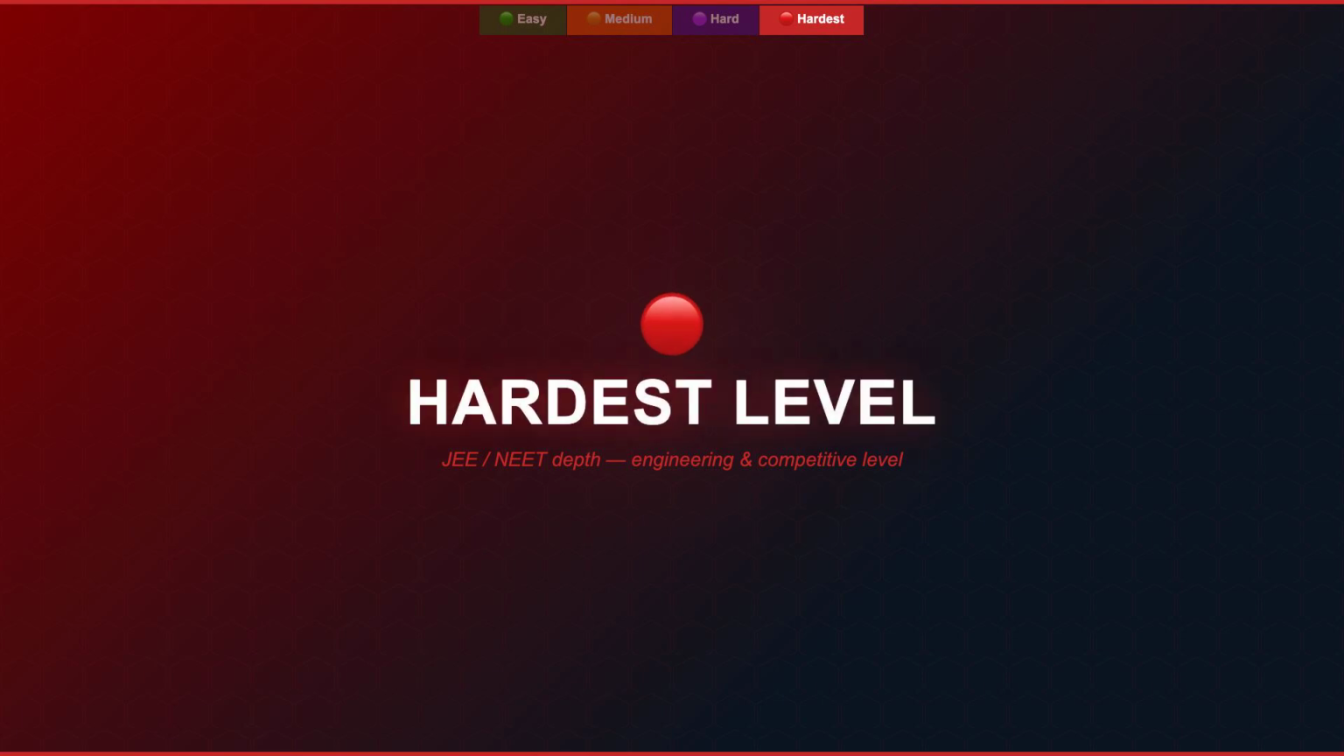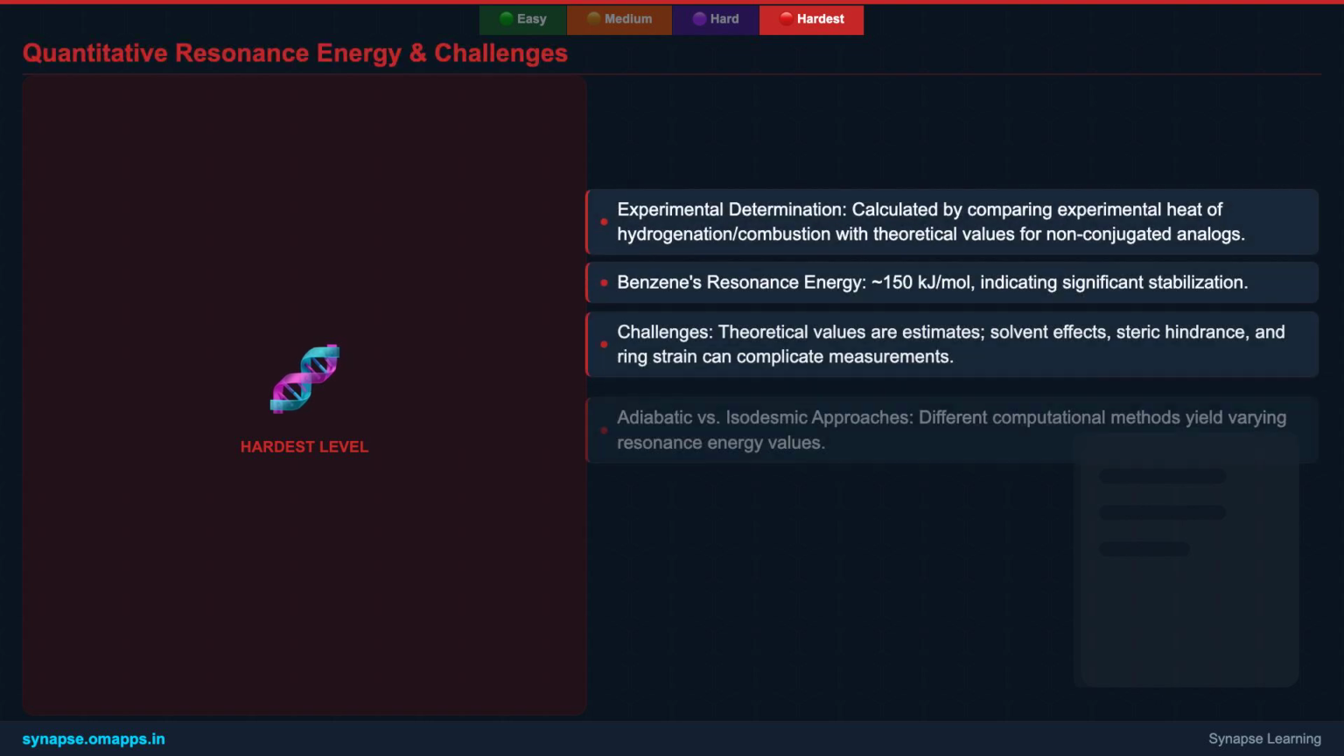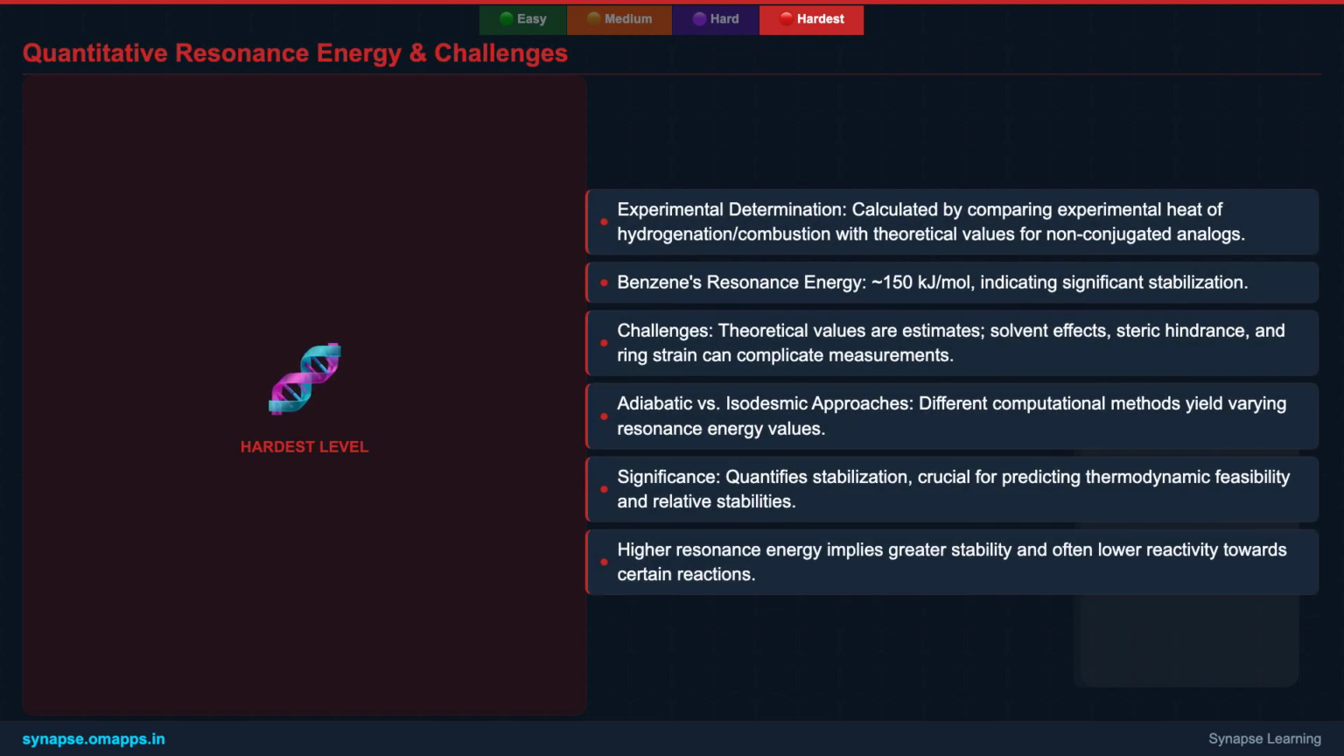Now, for the ultimate challenge, the hardest level, where we'll delve into the most advanced aspects of resonance, perfect for GATE aspirants. Quantifying resonance energy isn't straightforward. Experimentally, it's often determined by comparing the observed heat of hydrogenation or combustion of a conjugated system with a hypothetical, non-conjugated analog. For example, benzene's resonance energy is approximately 150 kJ/mol, indicating significant stabilization compared to a hypothetical non-conjugated cyclohexatriene.